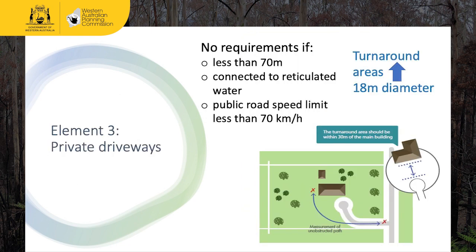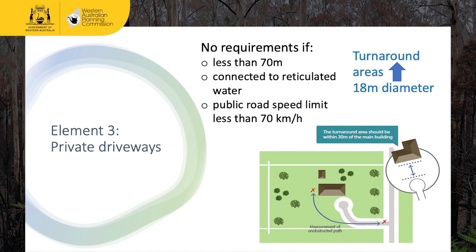Version 1.4 includes a revised performance principle and acceptable solution for private driveways. The private driveway criteria only applies to development applications. Where the distance from the house to the road is less than 70 metres, the house will be connected to reticulated water and the road speed limit is less than 70 kilometres an hour, it is unlikely that an emergency service vehicle would need to access the property, and therefore there is no requirement for a driveway to be 6 metres wide.